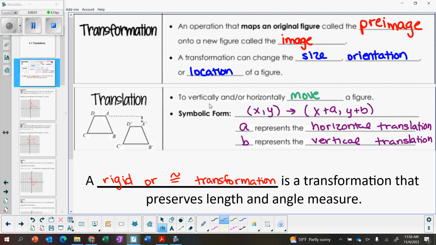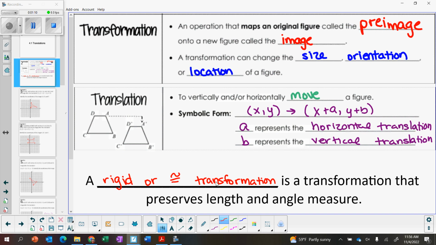So a translation is to vertically and horizontally move or translate a figure. So in symbolic form, we would write it as every point x comma y becomes x plus a comma y plus b, where a represents the horizontal translation and b represents the vertical translation.